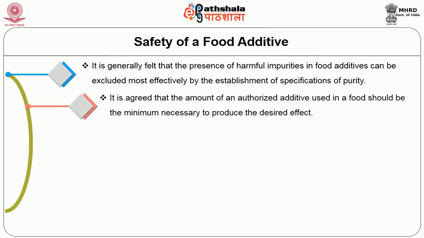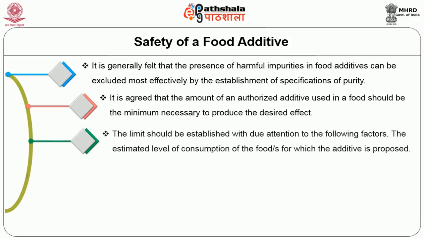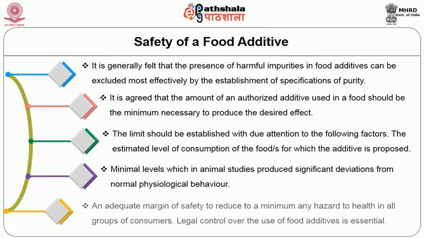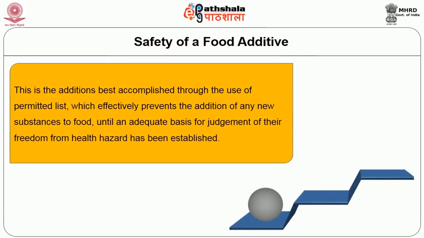It is agreed that the amount of an authorized additive used in the food should be the minimum necessary to produce the desired effect. The limit should be established with due attention to the following factors: the estimated level of consumption of the food or the foods for which the additive is proposed; minimal levels which in animal studies produced significant deviation from normal physiological behavior; and an additional margin of safety to reduce to the minimum any hazard to health in all groups of consumers. For all people, legal control over the use of food additives is essential.